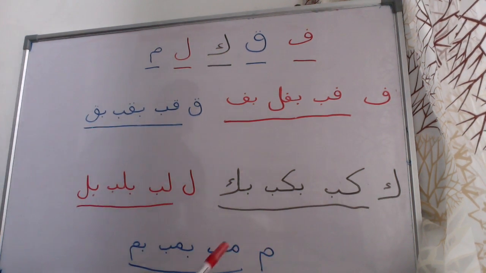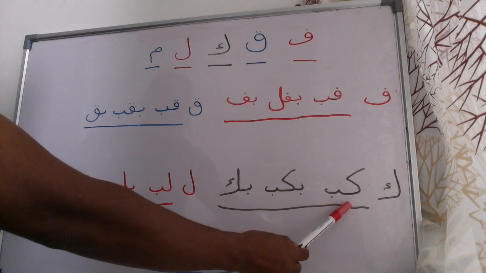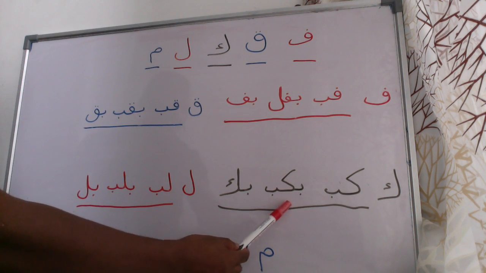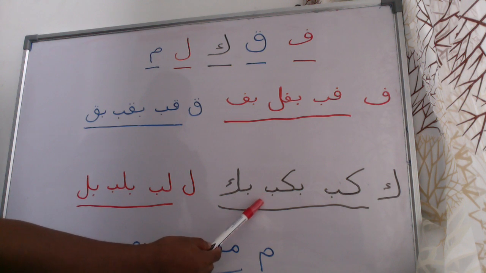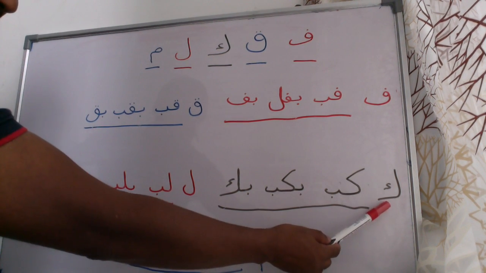Kaf, okay, kaf in the beginning. This is how it looks. And this is kaf in the middle of 2 letters, between the 2 ba. And here's the kaf at the end. So the kaf at the end, it comes back to its original shape.